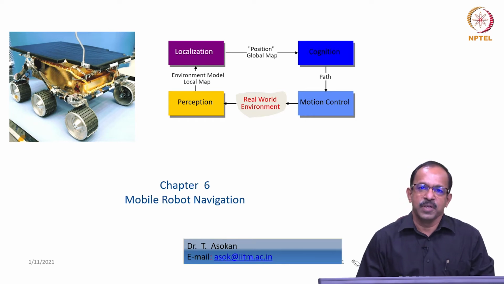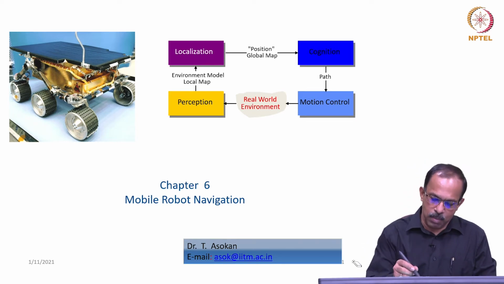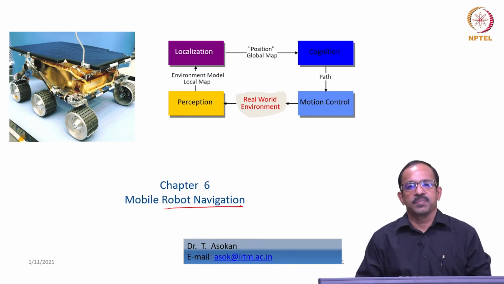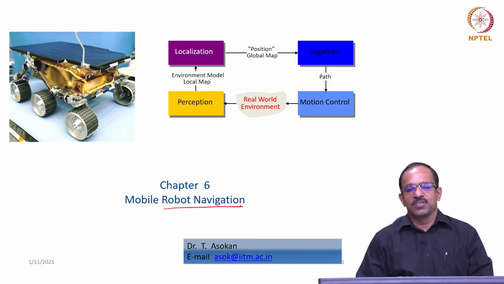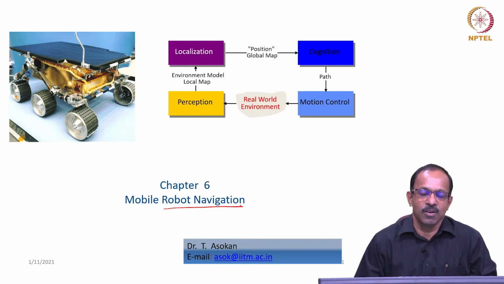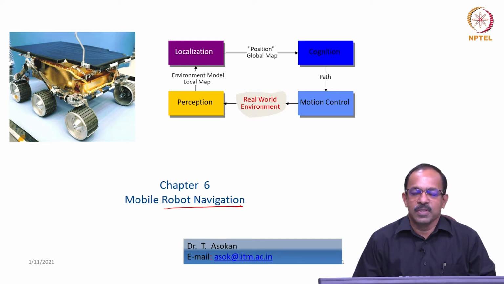Today we will start a new chapter which is basically on mobile robot navigation. So in the last few lectures we talked about localization. We discussed various challenges in localization, and with all those uncertainties and limitations, how the robot can actually localize itself in a given environment. Whether the map is given or not, the robot will be able to localize within the environment. So that's what we discussed.